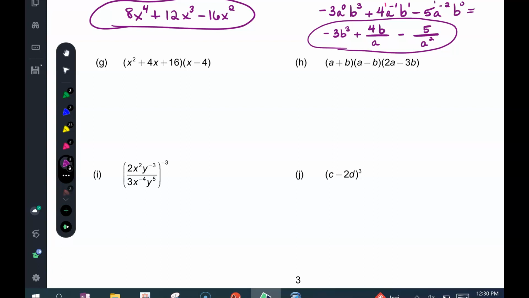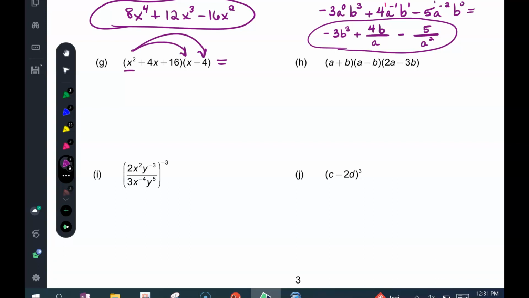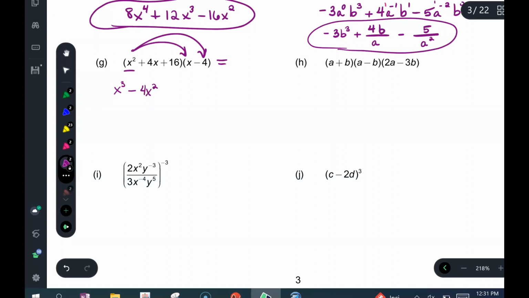You just have to distribute. Okay, so we can't just do FOIL because this is a trinomial and this is a binomial. So what I would probably do is just distribute. So let's take x squared and multiply that to the binomial. When we take x squared times x, it becomes x cubed. And then x squared times minus 4, so minus 4x squared.